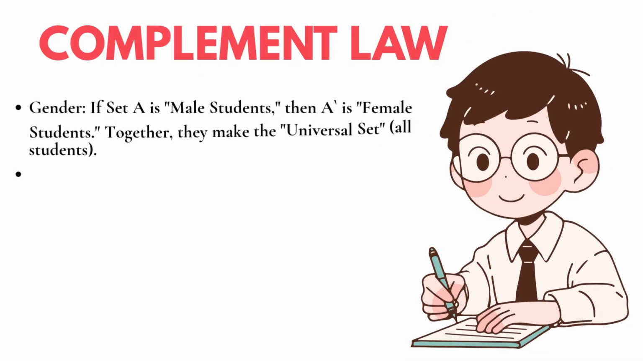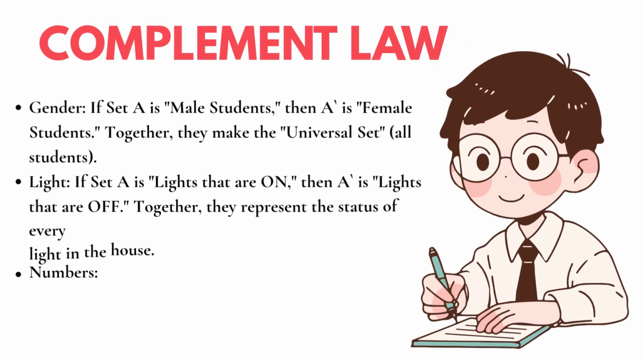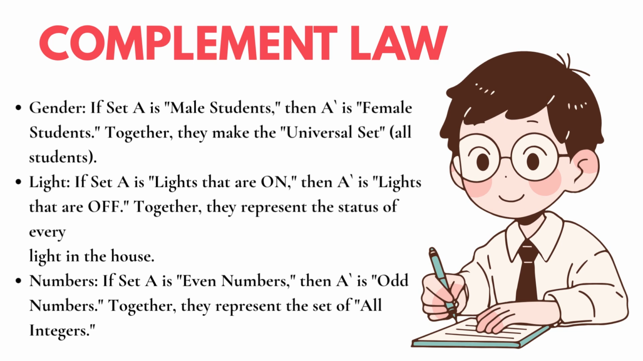Complement. A set plus its opposite equals the whole universe. Simple. Even numbers plus odd numbers equals all numbers. These examples will explain more. Gender. If set A is male students, then A complement is female students. Together, they make the universal set, all students.